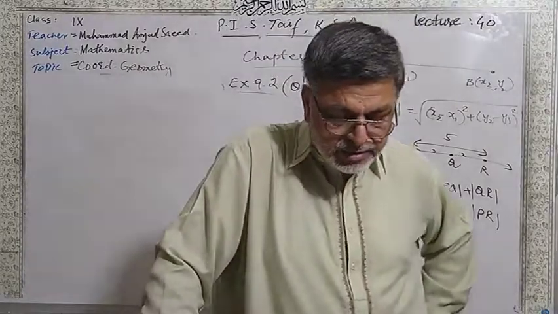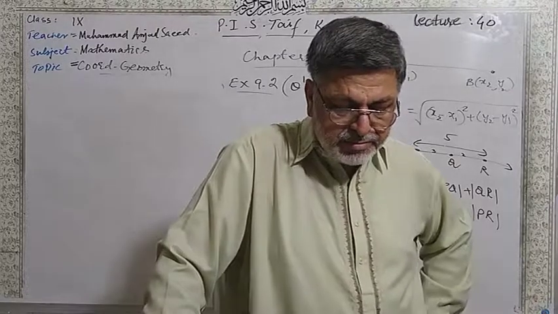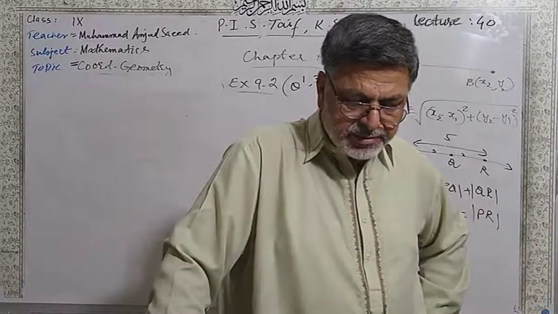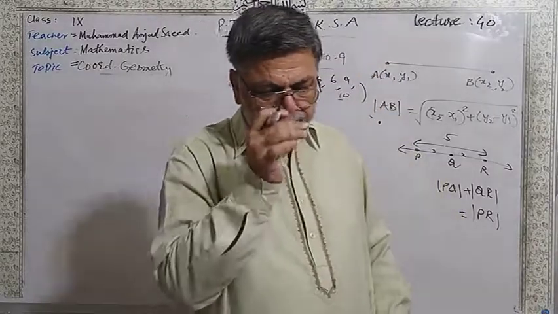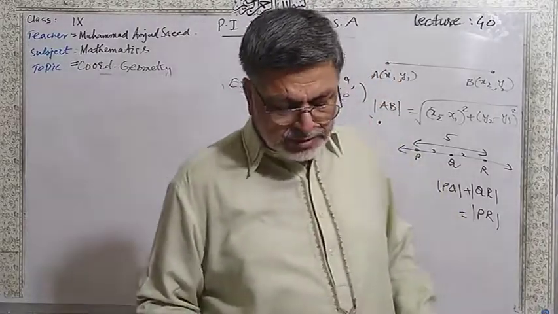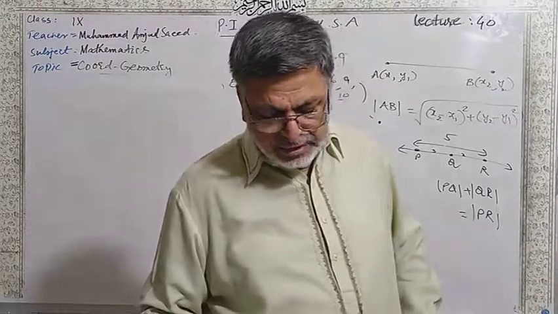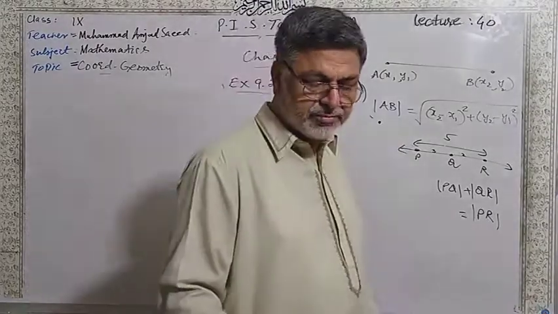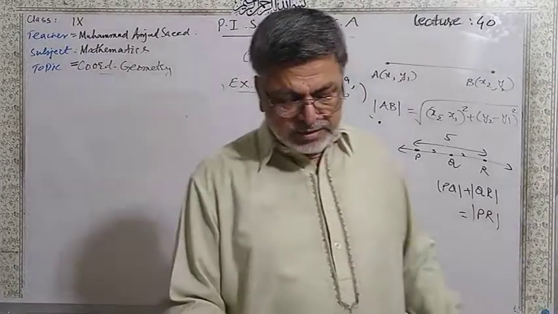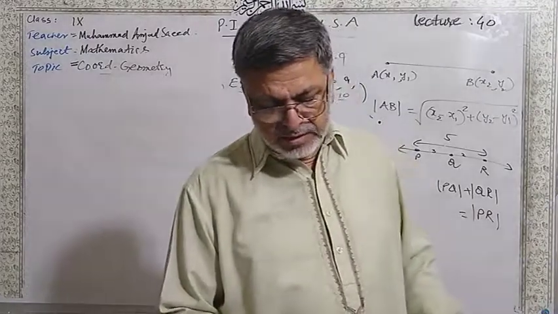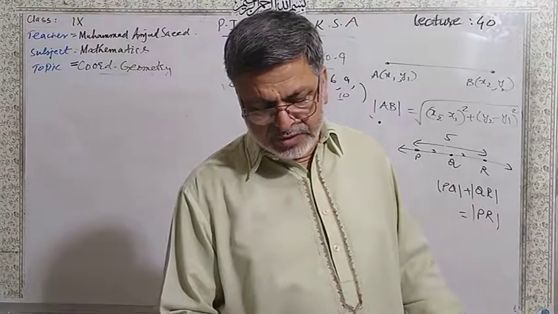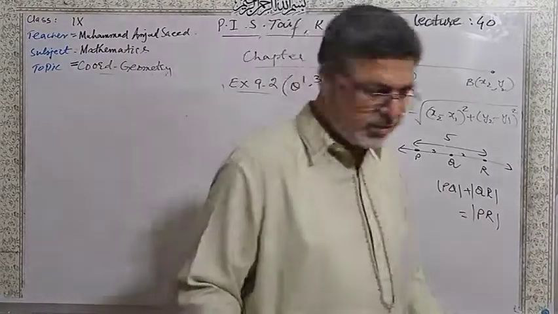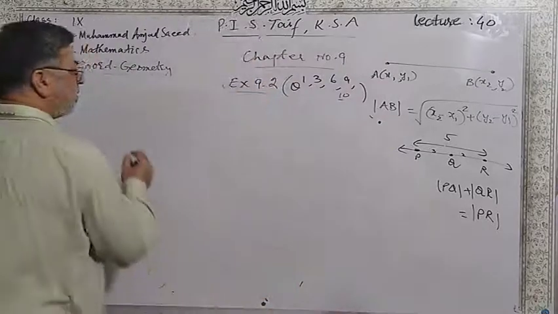After that, question number 9: show that the points M, P, Q are the vertices of a parallelogram. Question number 10: find the length of the diameter of the circle having center at C (-3, 6) and passing through the point P (1, 3).